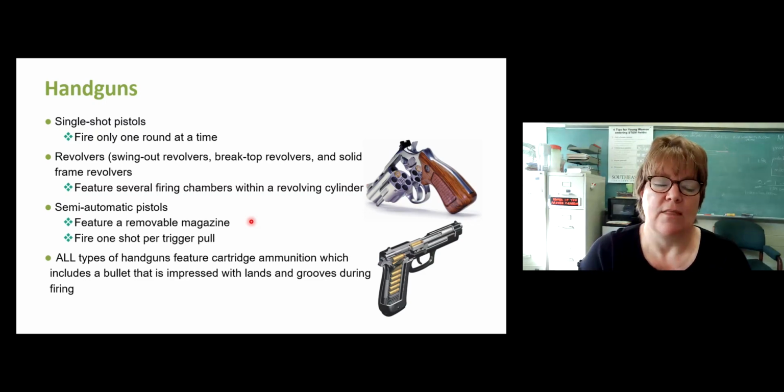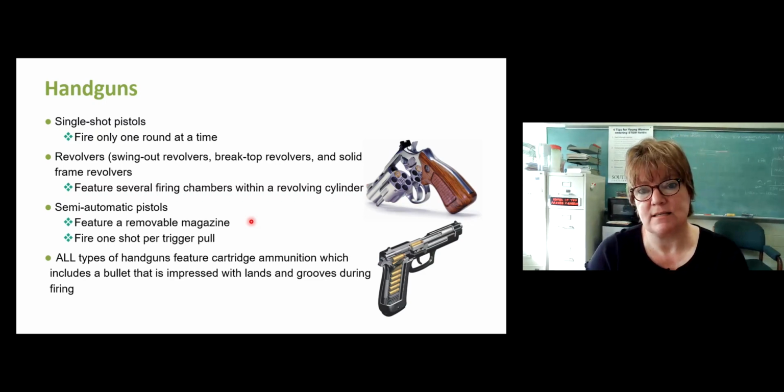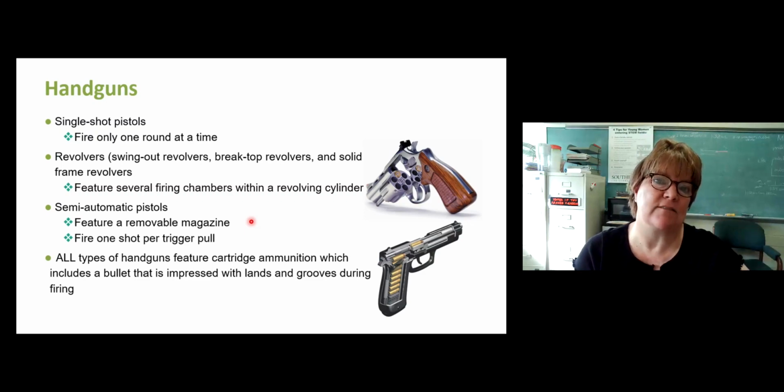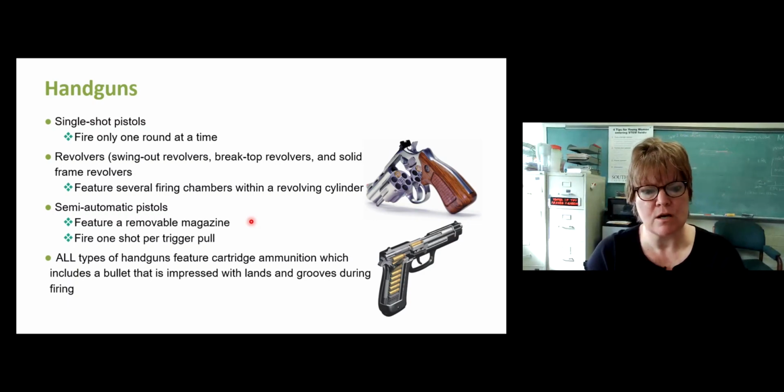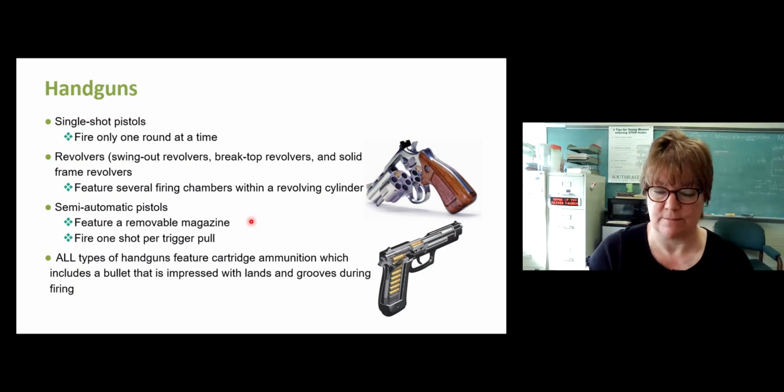And then we move into semi-automatic pistols, which have a magazine of many cartridges. They still need one trigger pull per fire of the gun, but I don't have to reload it. That's kind of an automatic reloading. That's the big deal with those. All of these feature cartridge ammunition. We'll talk about what's in a cartridge, which includes a bullet, and they all have lands and grooves on their rifled barrel to help the bullet, and we'll talk about that in a minute.